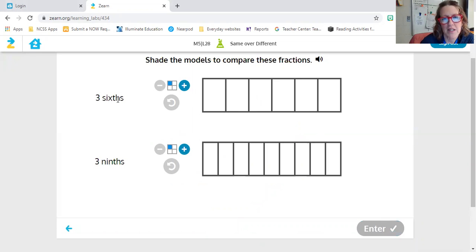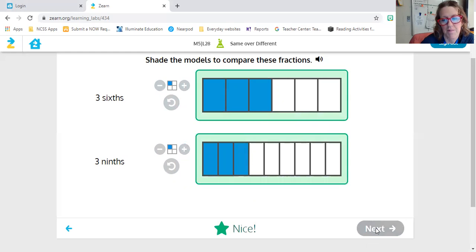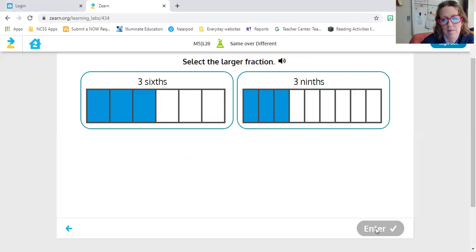Shade the model to compare these fractions. Same thing, 3/6. So let's shade 3/6 and 3/9. 1, 2, 3. All right, select the larger fraction, 3/6 or 3/9. Which one is larger? We would say 3/6 is larger because the pieces are larger. Not a whole lot larger, but a little bit larger.